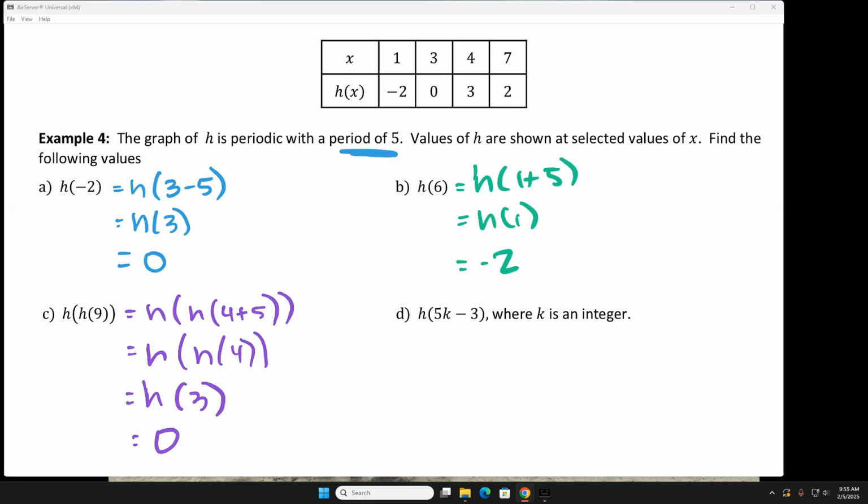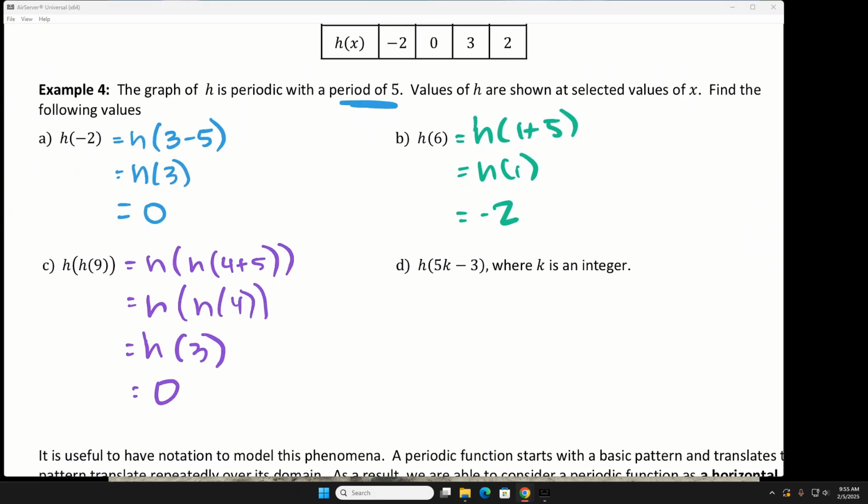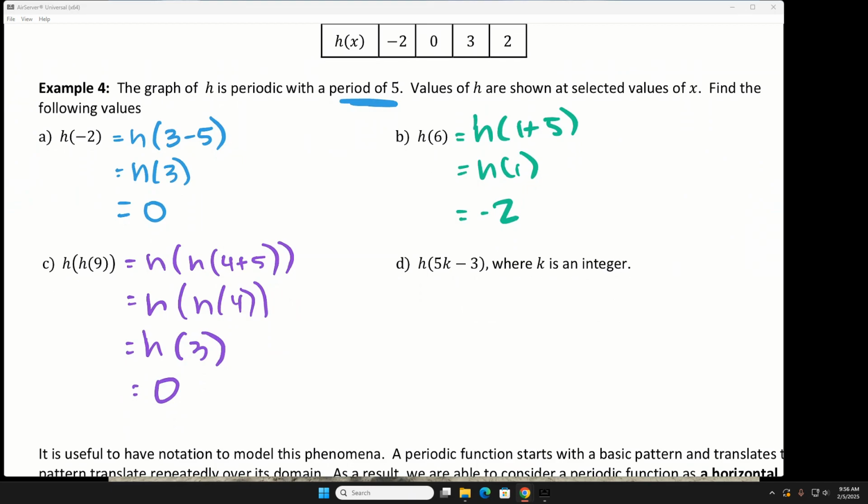All right, and then for D, we want to find h of 5k minus 3, where k is an integer. So that 5k, where k is an integer, is just a fancy way of having a multiple of 5. And a multiple of 5 is the period that we keep adding. So h of 5k minus 3 would just be the same as h of what? Negative 3. We can just drop off that multiple of 5.